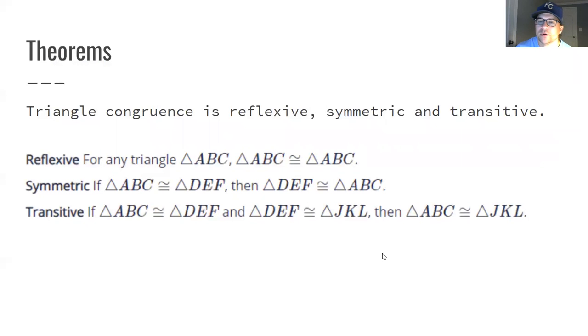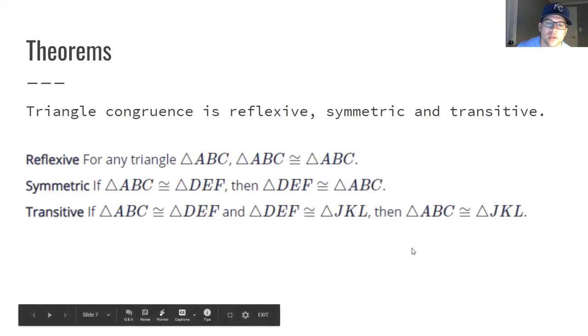All right, so a couple theorems. We've talked about the reflexive property already in that last example. Symmetric property is another one that we're going to be using. That just tells you the order of the different triangles. So it's not changing the letters inside the shape. It's just saying that if triangle 1 is congruent to 2, then 2 is congruent to 1 as a whole.